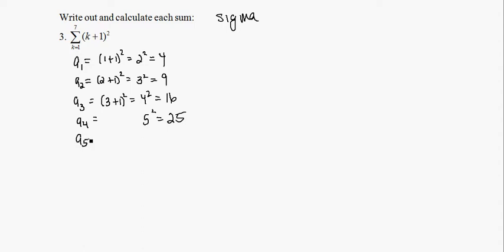So a sub 5 is equal to 6 squared, which is 36. A sub 6 is 7 squared, which is 49. And our last term, because it says stop at 7, is a sub 7 is equal to 8 squared, which is equal to 64. And courtesy of some previous work I've done, you get 203.